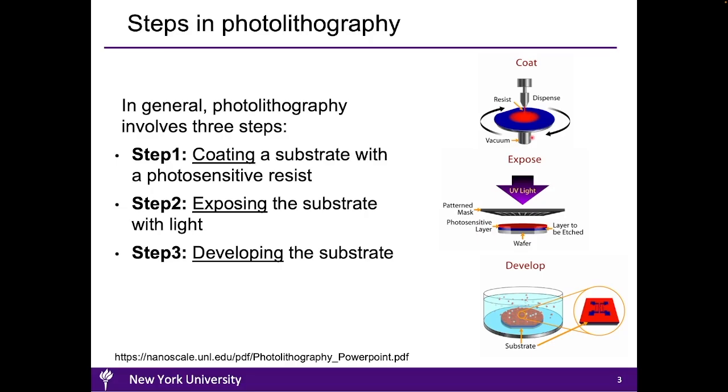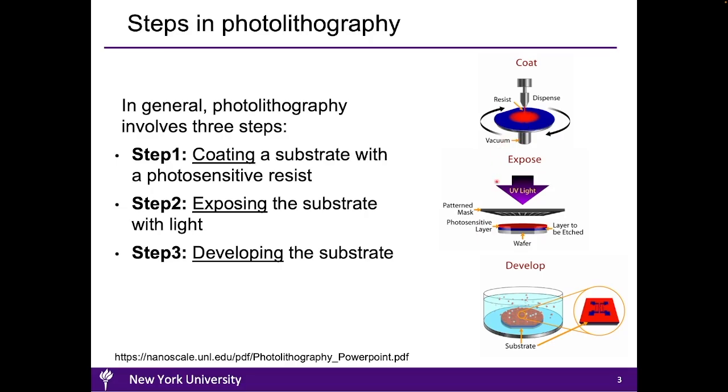The first step is coating the wafer with a layer of photosensitive resist. The photoresists are photosensitive polymers that will undergo a specific chemical reaction upon light exposure. To create the photoresist film, the wafer is first placed onto a vacuum chuck, and the photoresist is then dispensed onto the wafer. The chuck is then spun at a prescribed speed and time to achieve a target polymer thickness.